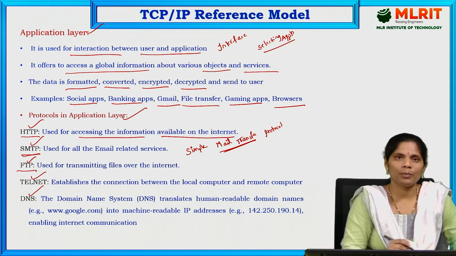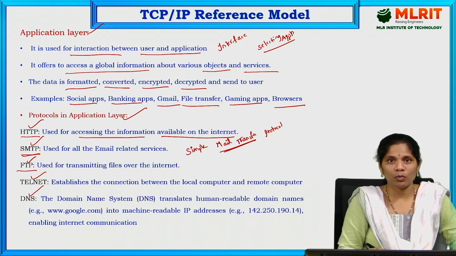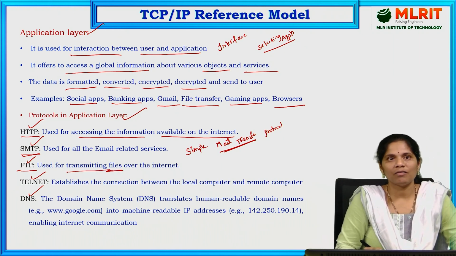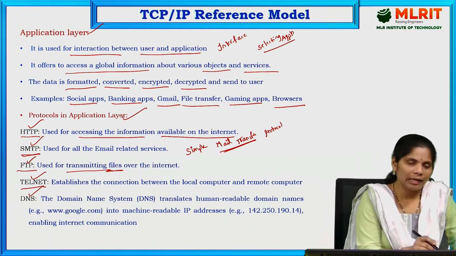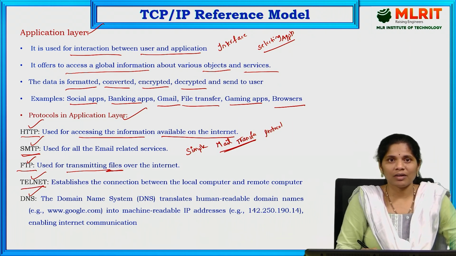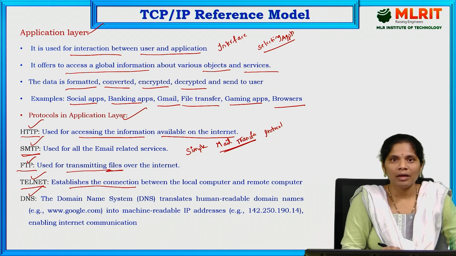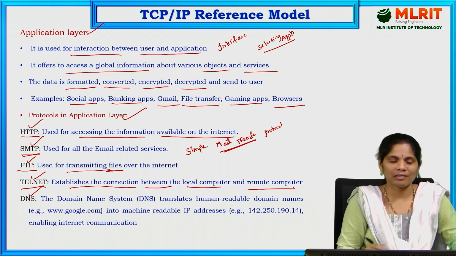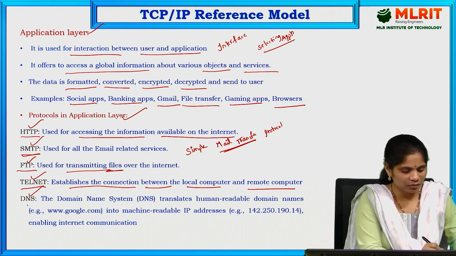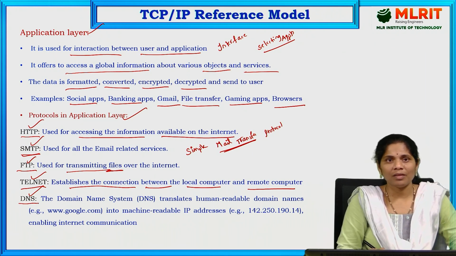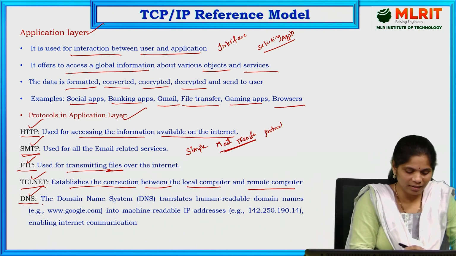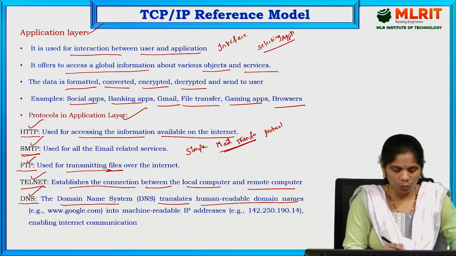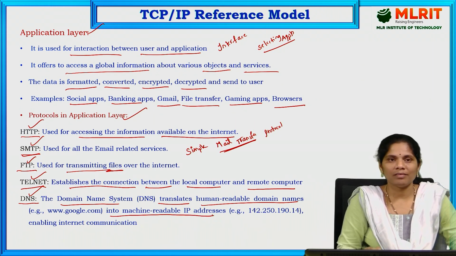And coming to FTP, what is FTP? File Transfer Protocol. For transmitting files, we use the File Transfer Protocol. And the next one is Telnet, Telecommunication Network, mainly for establishing a connection between the local computer and the remote computer. That is the functionality of Telnet. And the next one is DNS, Domain Name System. The main aim of DNS is translating the human-readable domain name into a machine-readable IP address.